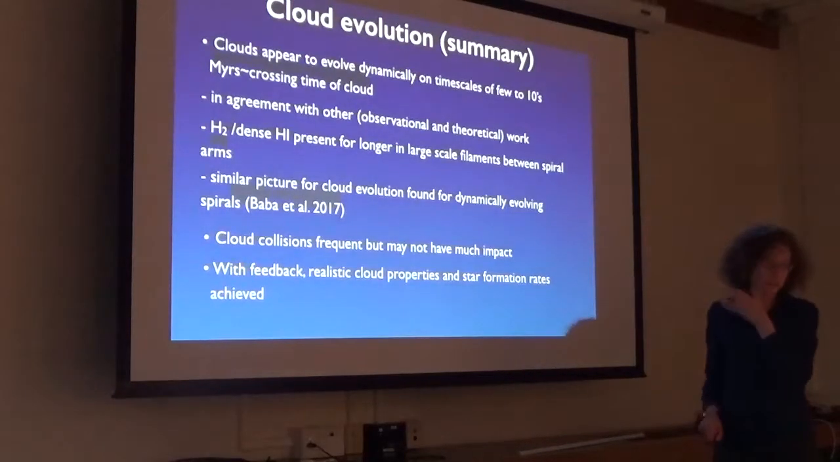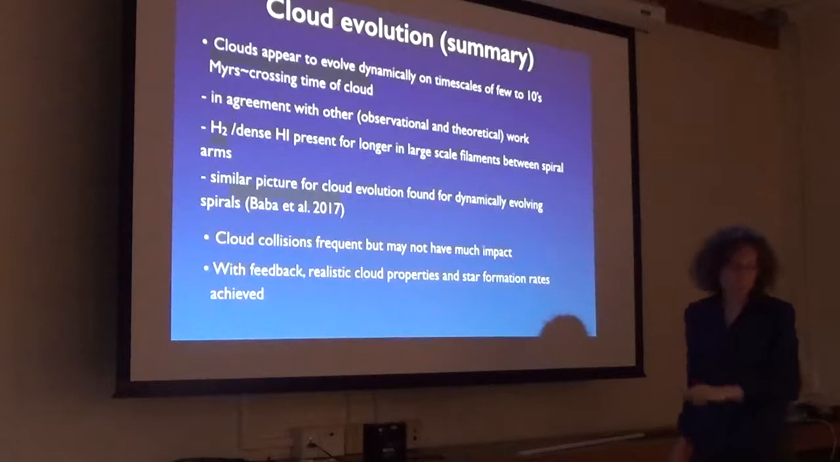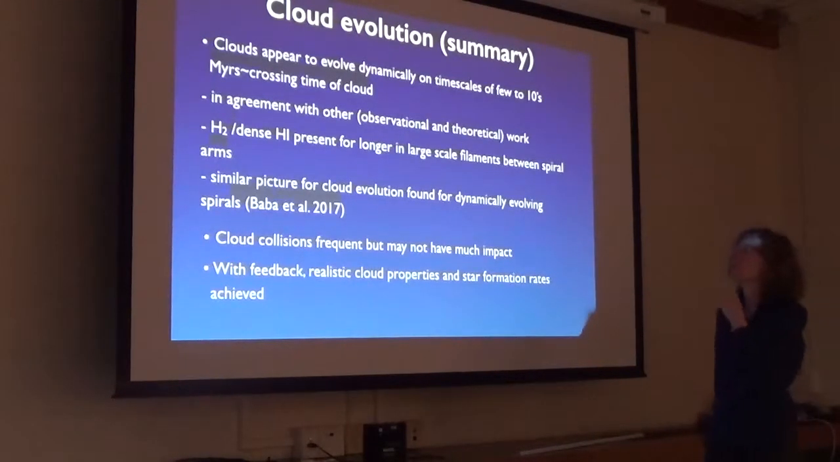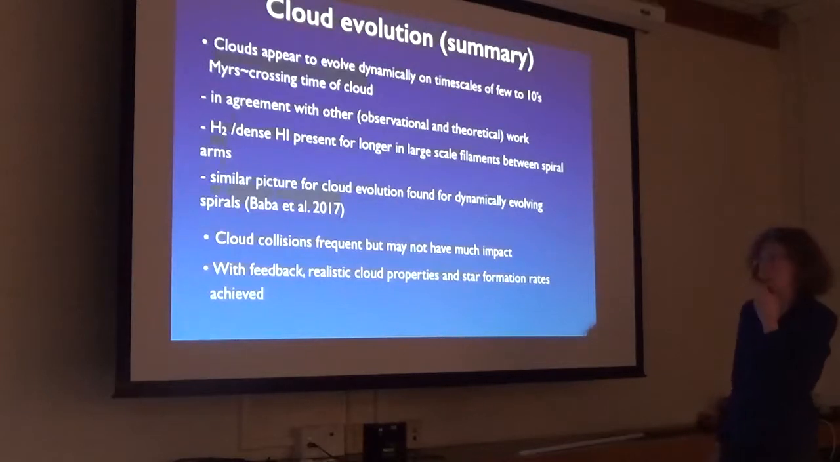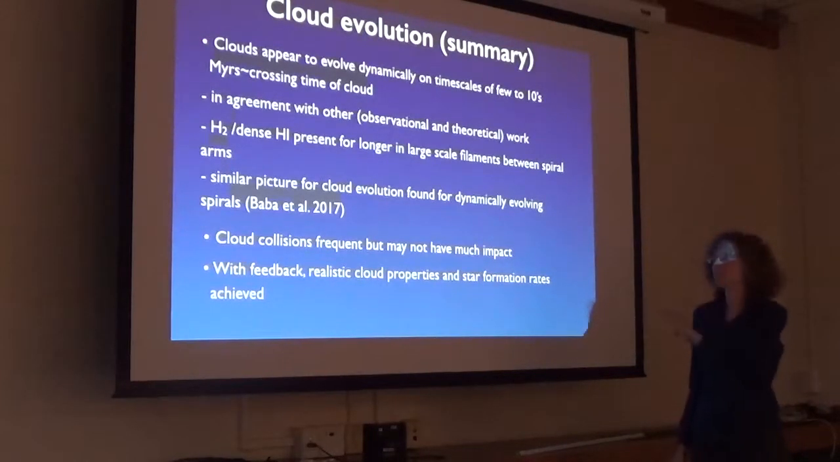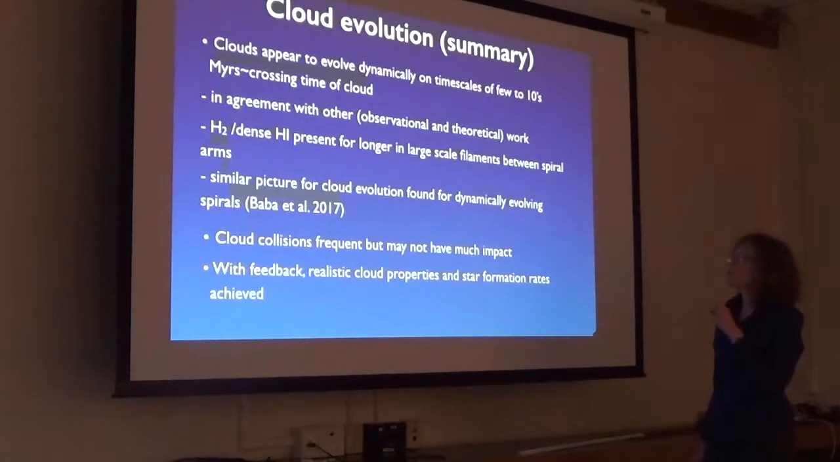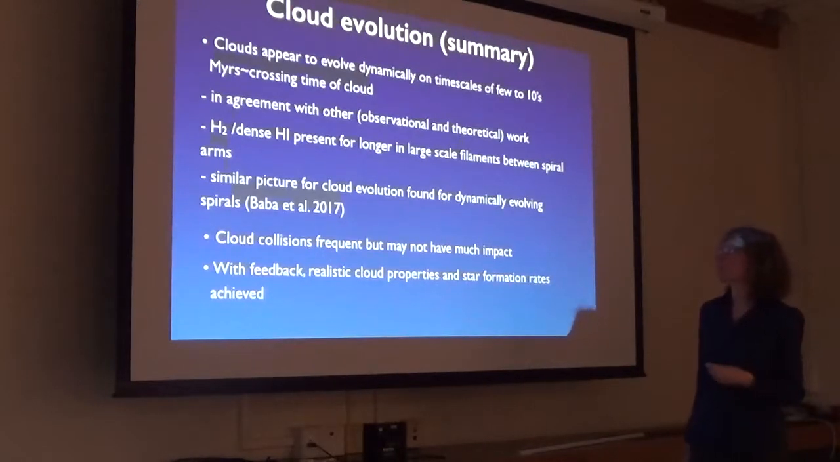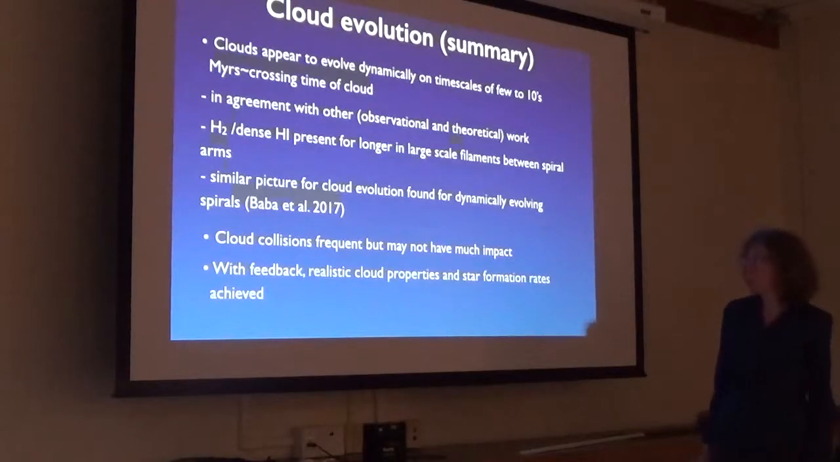So this is just a summary of the first part of the talk, which concentrated on clouds. They appear to evolve dynamically on quite short timescales, similar to the crossing time of the cloud. But chemically, I think they can exist for longer, because you see these relatively dense filaments that pass between the arms, that last for longer time periods. One question is how realistic our imposed spiral model is, but there's been a similar paper by Barber earlier this year, and they found similar pictures of cloud evolution and similar cloud lifetimes for a dynamically evolving spiral.